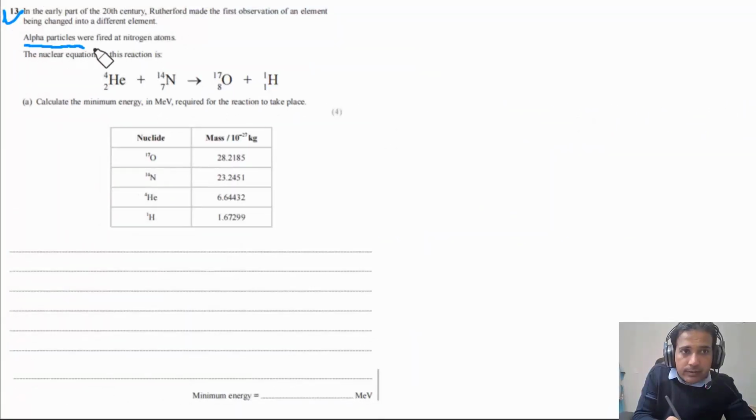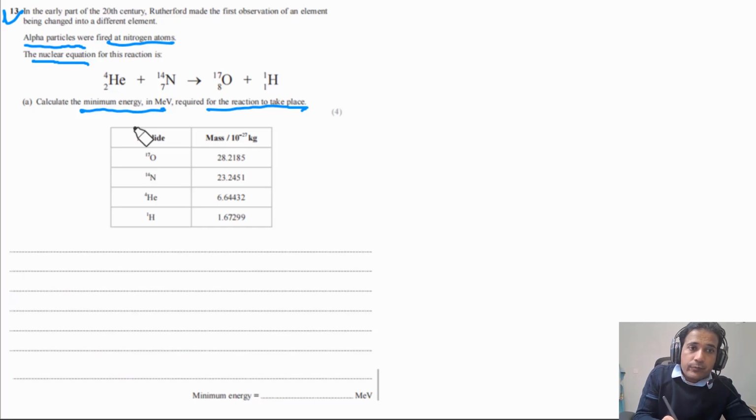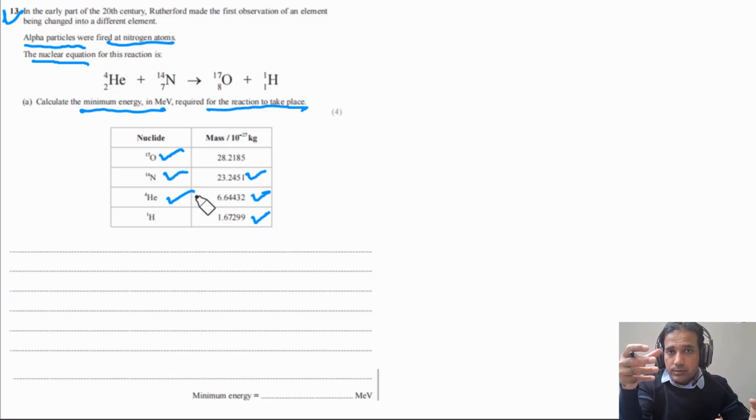Question 13 says alpha particles were fired at nitrogen atoms. The nuclear equation for this reaction is given to us. We need to calculate the minimum energy in mega electron volts required for the reaction to take place. Whenever any nuclear reaction takes place, mass must be conserved. Energy must be conserved. For this nuclear reaction, the masses are also given to us. This is the mass of oxygen, this is the mass of proton, this is the mass of nitrogen, and this is the mass of helium. So how can we calculate energy?